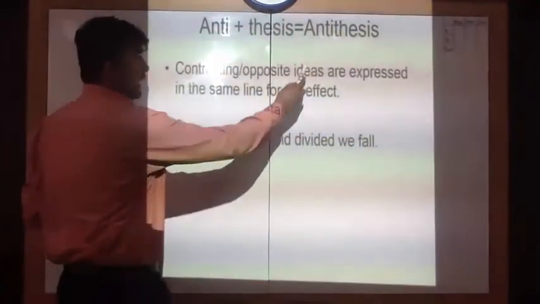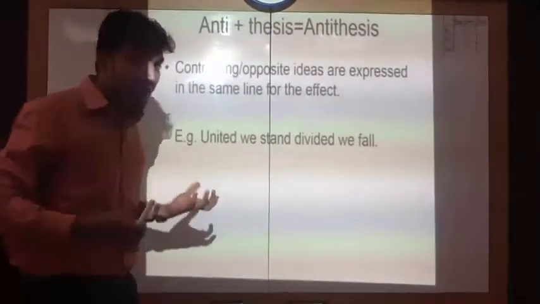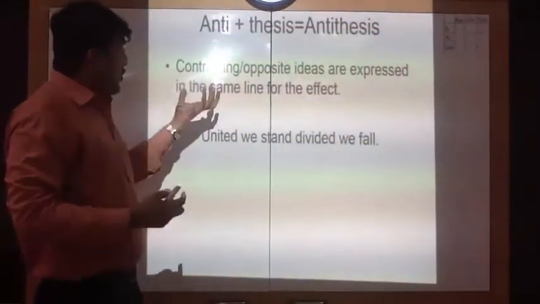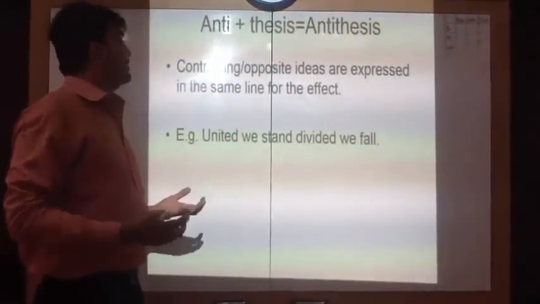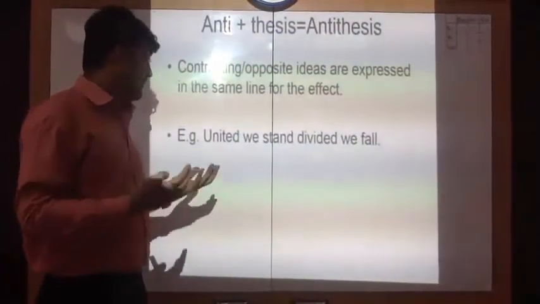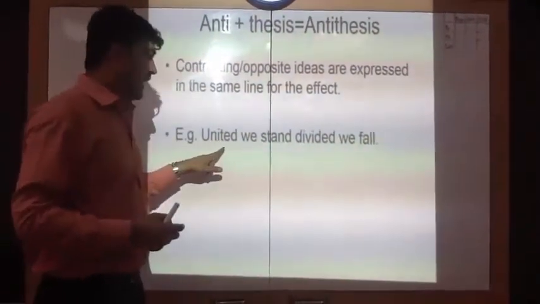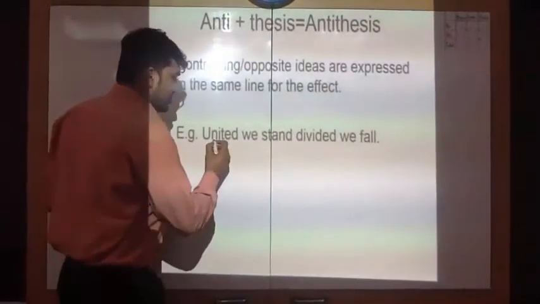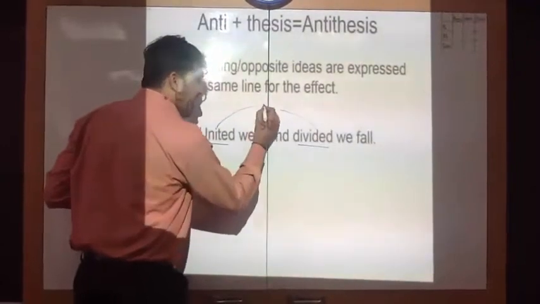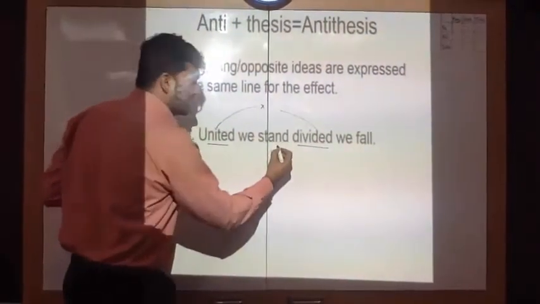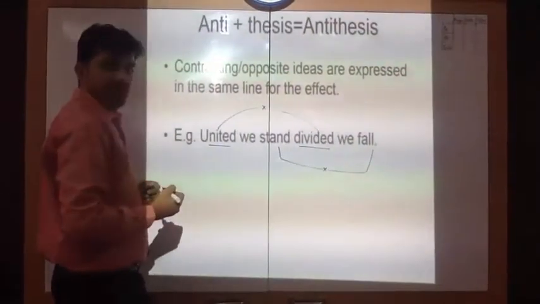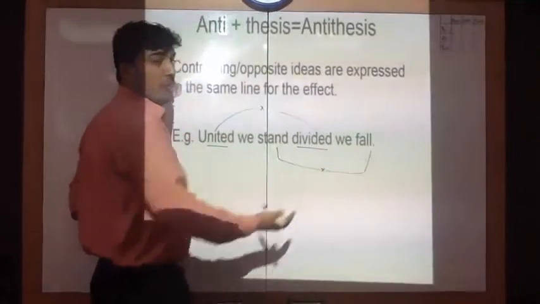Now we will come to another important literary device called antithesis. Let's break the word: anti and thesis. Anti means opposite and thesis means ideas. So, contrasting or opposite ideas are expressed in the same line for emphasis or effect. For instance, united we stand, divided we fall. So, united and divided. Can you see opposite words here? They are opposite. But when we say stand and fall, that's another pair of opposite words. Hence, when pairs of opposite words are used, we call it antithesis.